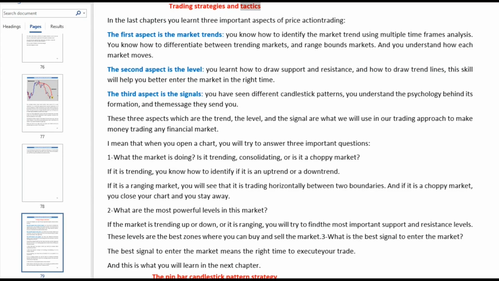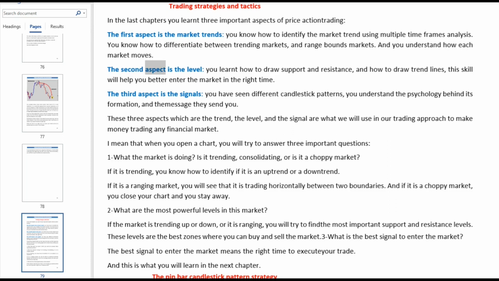Trading strategies and tactics. In the last chapters you learned three important aspects of price action trading. The first aspect is the market trends. You know how to identify the market trend using multiple time frames analysis. You know how to differentiate between trending markets and range-bound markets. And you understand how each market moves.